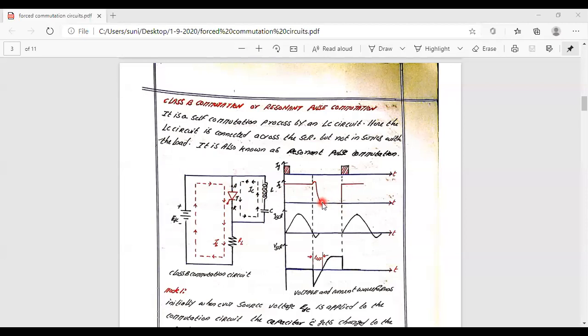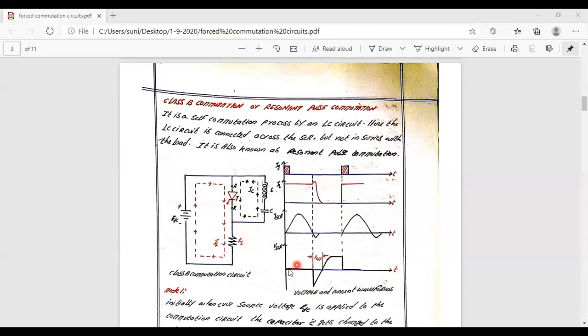As this falls to 0 here, the device is going to be turned off, and after that, it is capable of blocking the forward voltage, making the device to be in the forward blocking mode. And again, later the device is going to be provided with the triggering by the gate pulse at this particular instant. So is it clear with this?